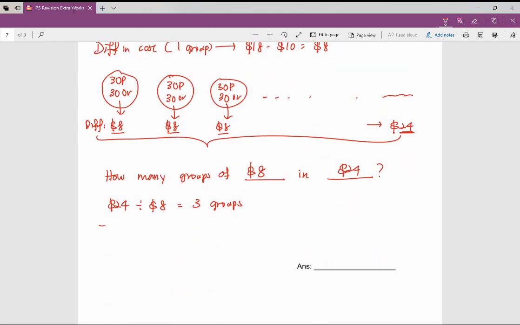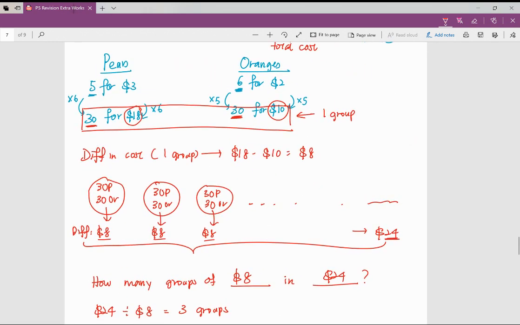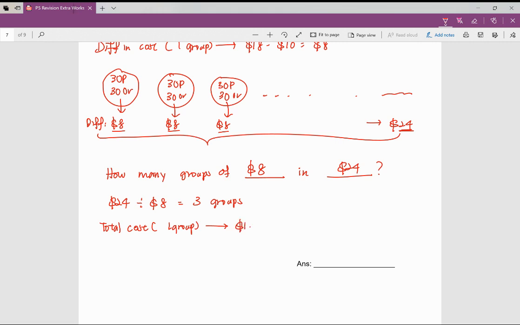So the total cost in one group is $18 for pears, $10 for oranges, which is 18 plus 10, that is $28. And since I found that there are 3 groups of this, the total cost in 3 groups will be 3 times $28, and that will be $84. That's the answer. So that's it, $84.